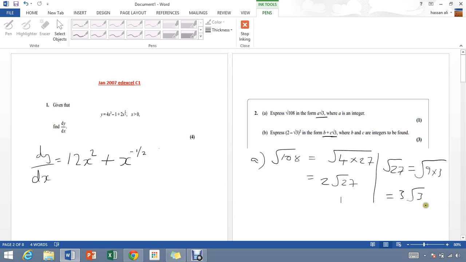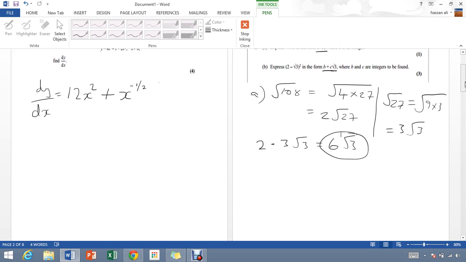Now if we bring this back into here, we're saying that it's 2, and this dot can represent times as well. 2 times 3 root 3, which if I simplify that further will just give me 6 root 3, and then this is my final answer. So A will be 6.